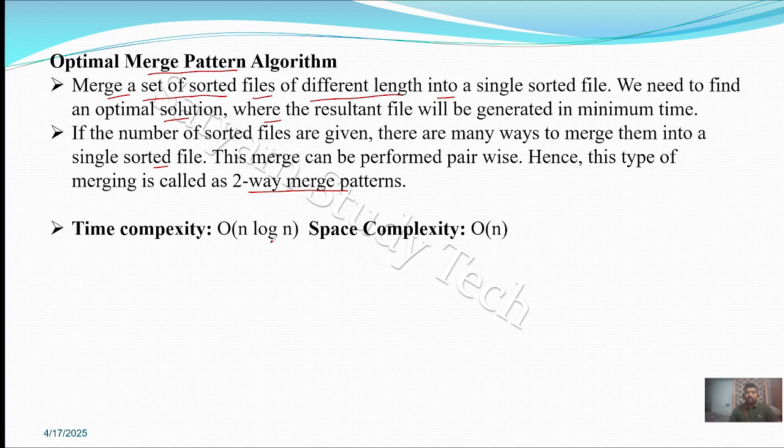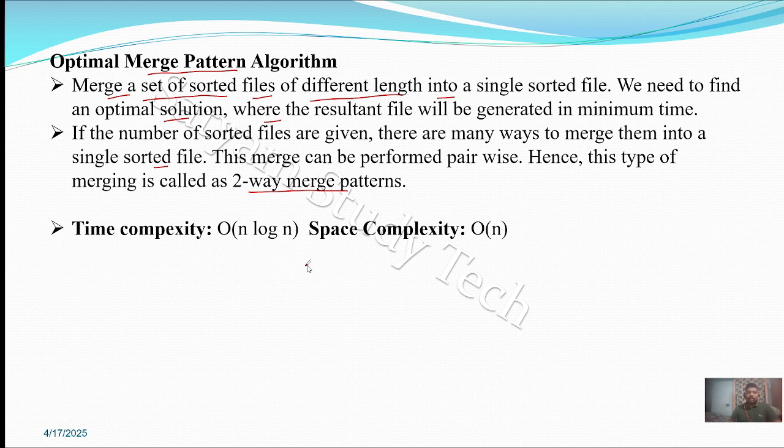At a time, for example, you can merge three files. That is three-way merging. You can merge four files at a time. That is called four-way merging. At a time you can merge M files, so that is called M-way merging. Here the time complexity is O(n log n). The space complexity is O(n) for the optimal merge pattern.